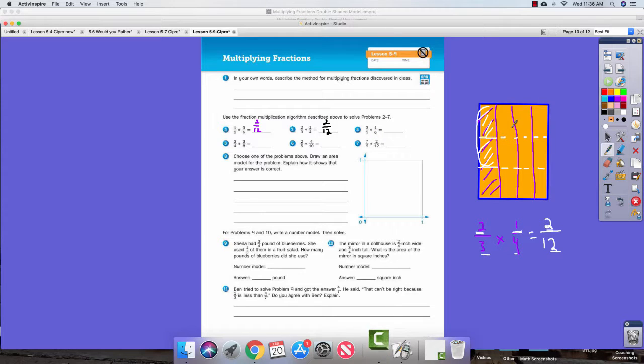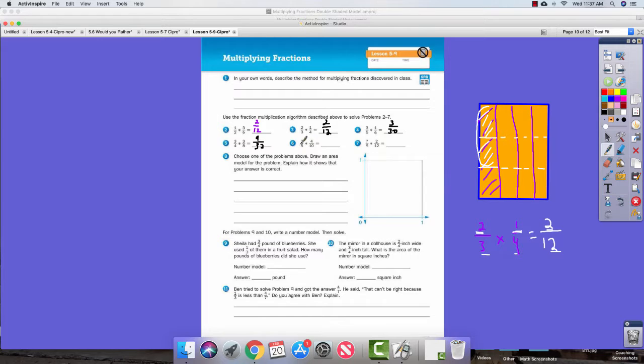3/5 times 1/6. I don't think there's a need to show this anymore. I think we know that it's always going to work. I just multiply my numerators, so just go straight across. 3 times 1 is 3. 5 times 6 is 30. So 3/5 times 1/6 is 3/30. 3/4 times 3/8. Well, 3 times 3 is 9. 4 times 8 is 32. Just go straight across. So 3/4 times 3/8 is 9/32.